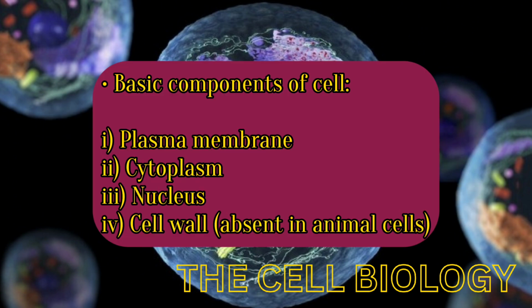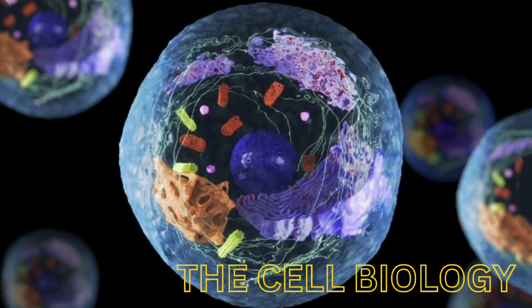Lastly, the basic components of a cell include the plasma membrane, the cytoplasm containing the cell organelles, and the nucleus with nuclear or chromatin material. A cell wall is also present in plant cells. This was it for today's lecture. This is just the introduction to cell biology. There is much more to come.